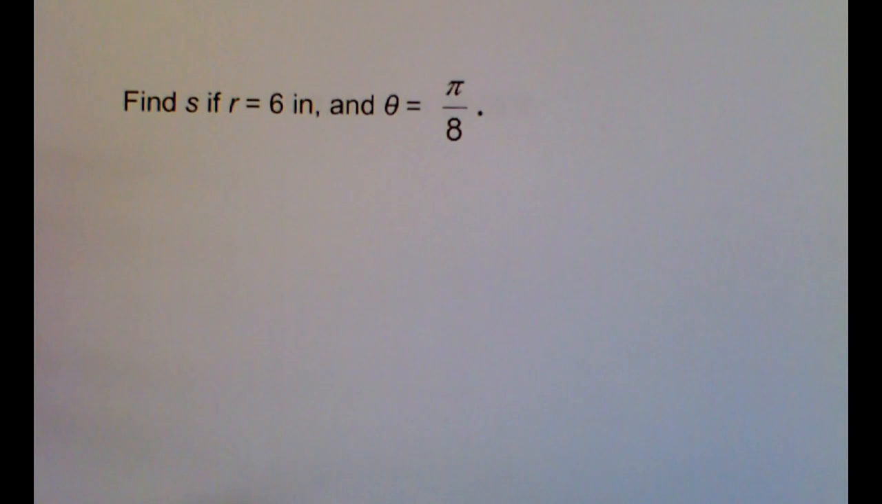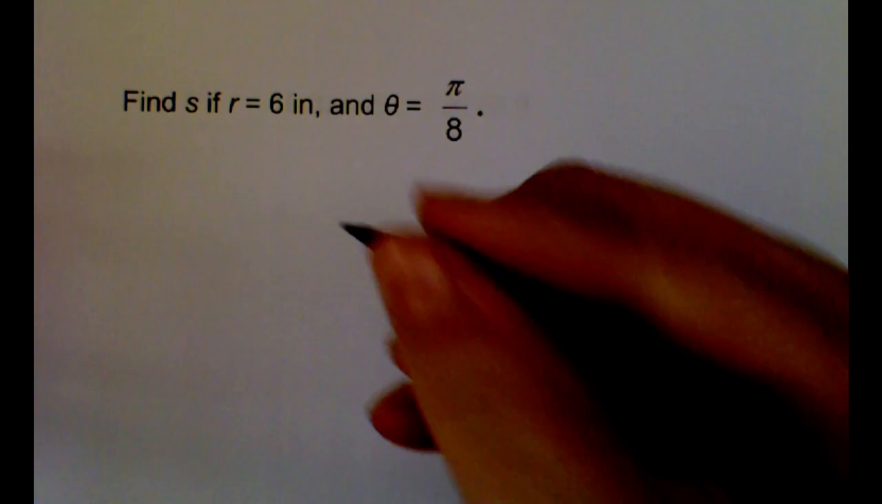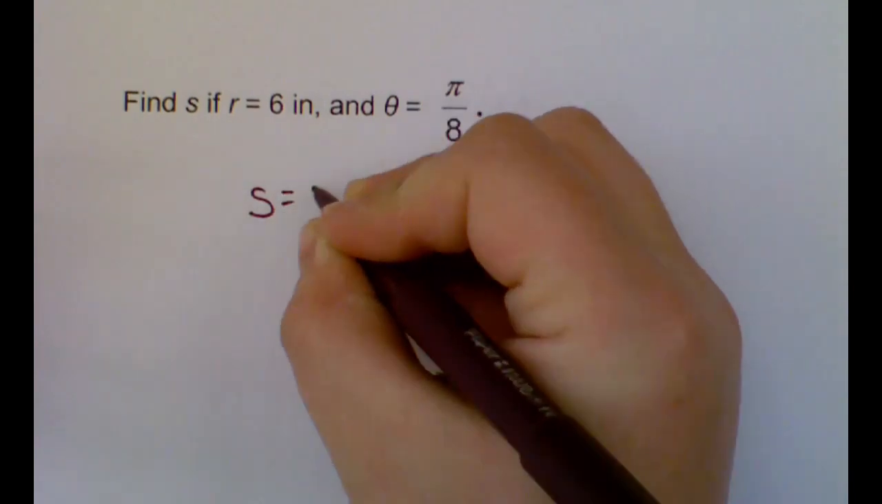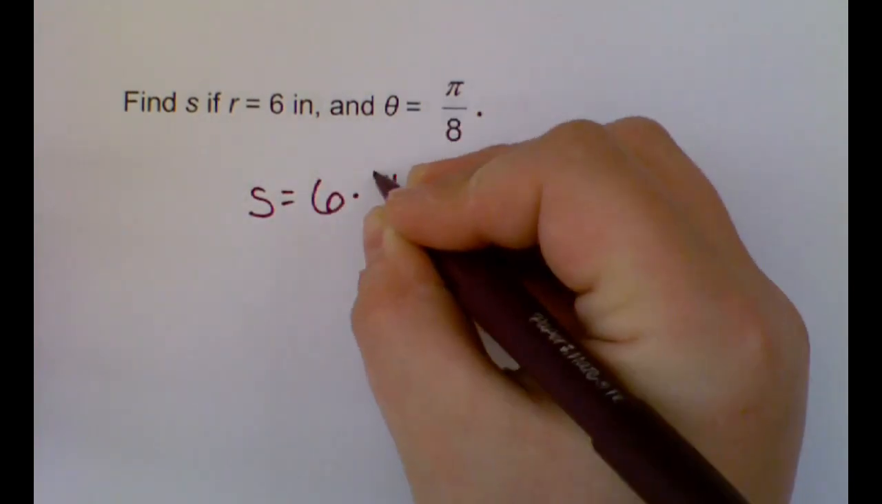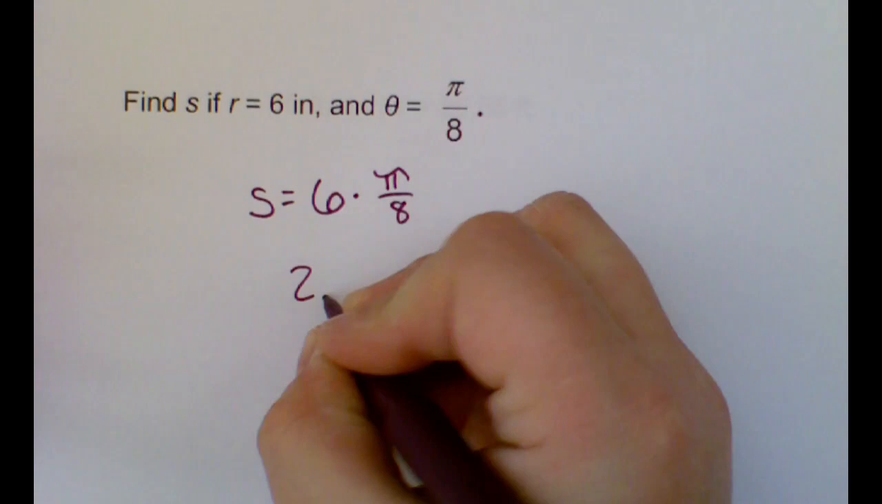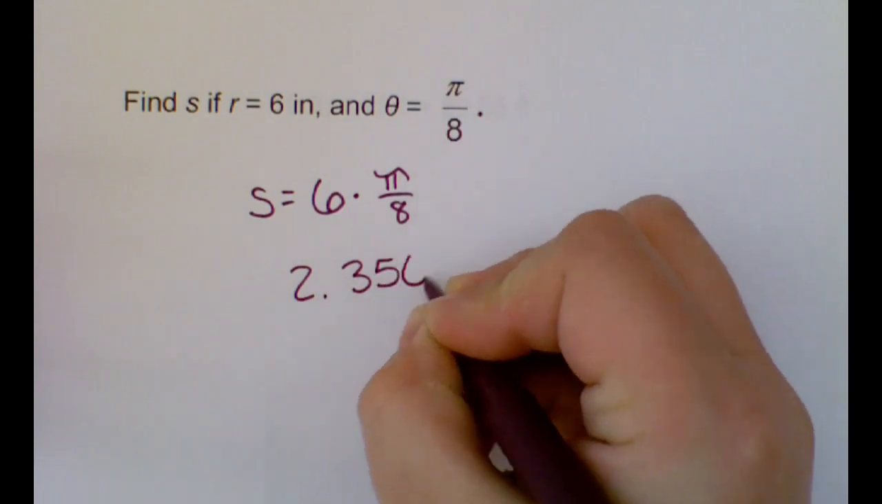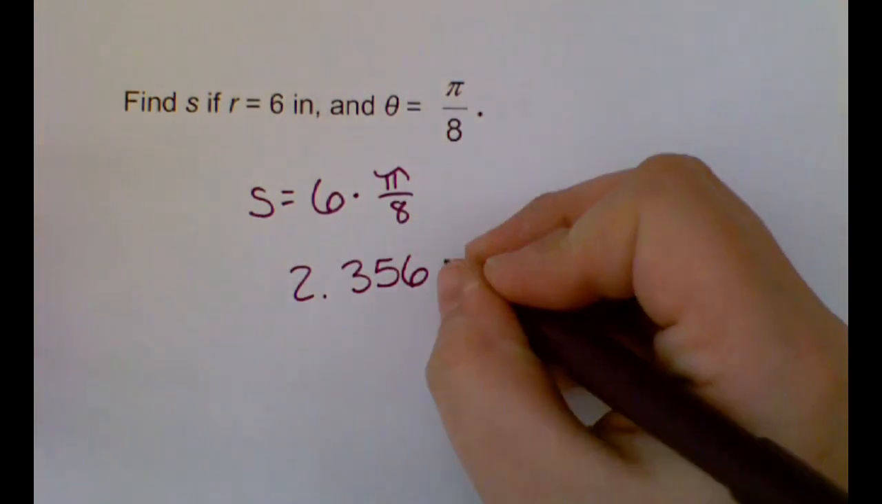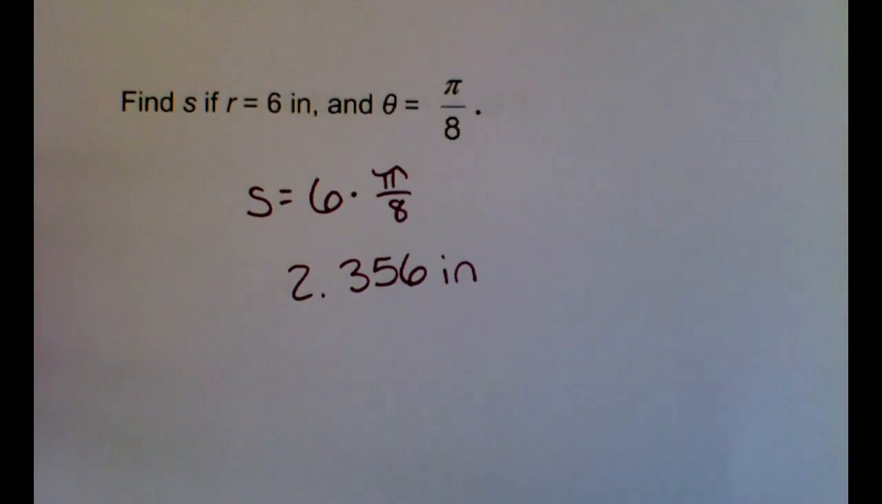Find s if r equals 6 and theta equals pi over 8. So we will s equals r, which is 6, times theta, which is pi over 8. 6 times pi over 8 is about 2.356. And since we're measuring in inches, we label it inches.